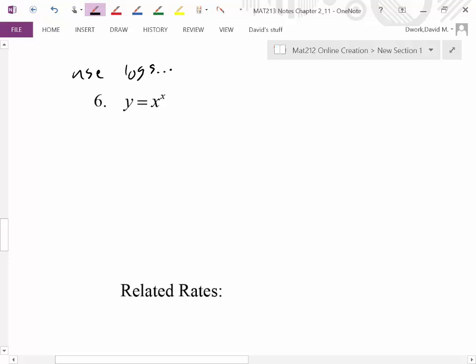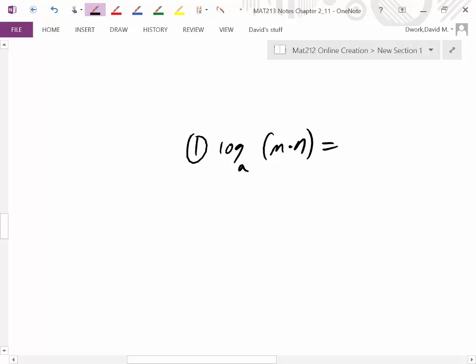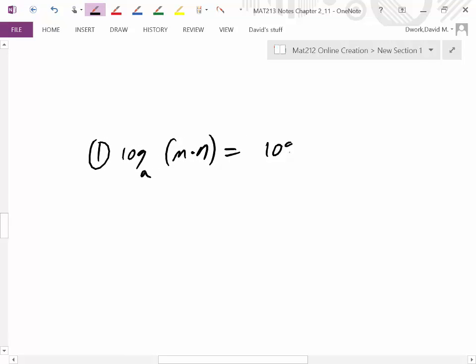So we need to remember our log rules, and there's the 3 of them. I'll refresh them at the speed of light right now. Rule number 1: if I have log base A of m times n, then that can be rewritten as log base A of m plus log base A of n. So no matter what the log's base is, if the input is multiplying, then I can break it up into 2 separate logs and have them adding.